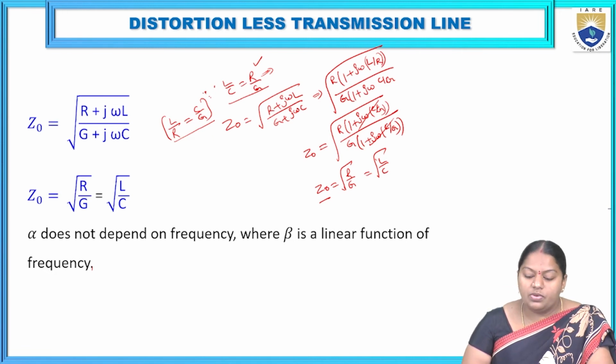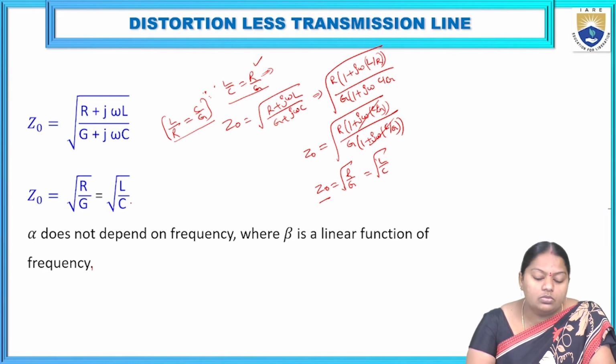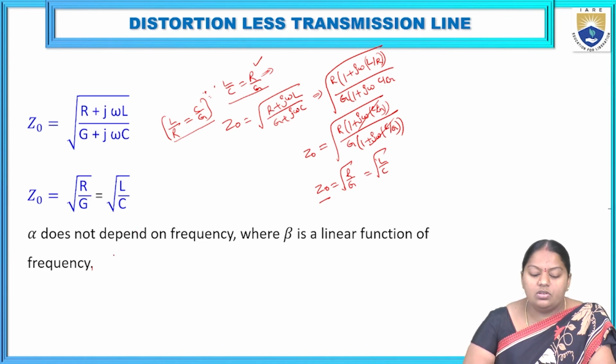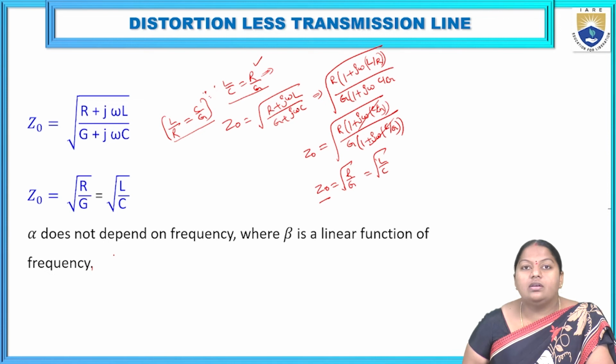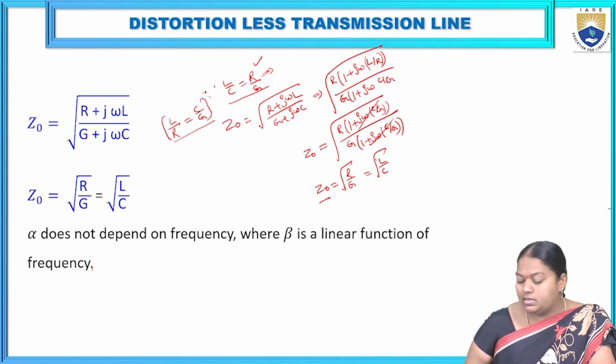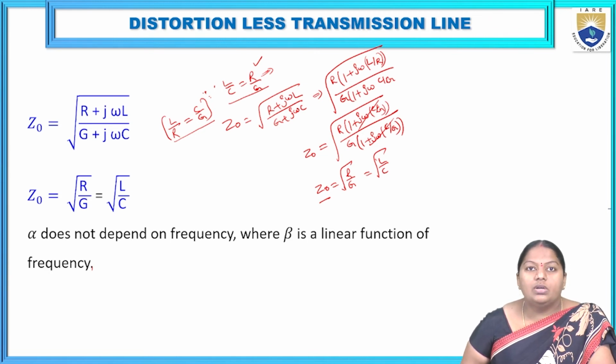Now from this root of R by G, we substitute L by C. According to the distortionless condition, R by G equals L by C, so Z0 equals root of R by G equals root of L by C. And alpha does not depend upon the frequency and beta is a linear function of the frequency. According to the distortionless transmission line conditions, alpha, beta and gamma along with the characteristic impedance Z0 are to be evaluated.